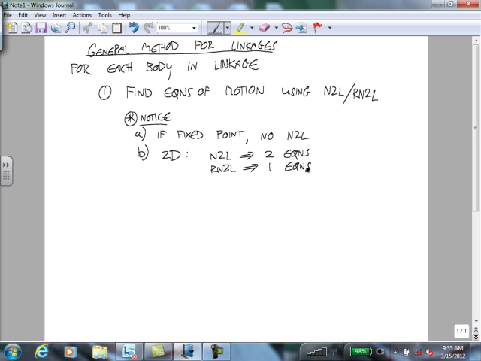If you're in 3D, how many equations do you get from Newton's second law? 3, yep. And rotational Newton's second law, how many equations do you get there? For general motion in 3 dimensions, the angular acceleration and the moment are just general vectors, right? Remember, the direction of those vectors is like the instantaneous axis. Okay, so that gives 3 more equations. So you get a total of 6 equations.